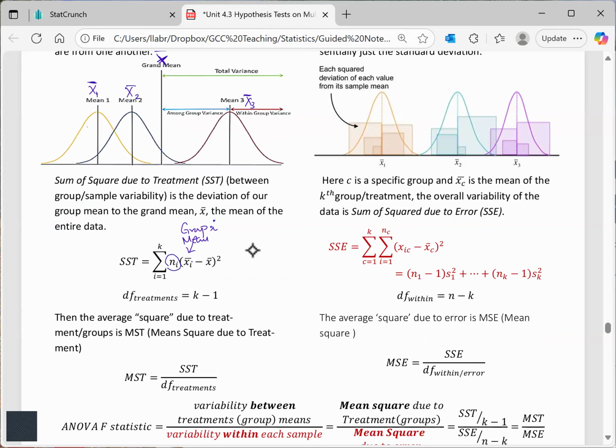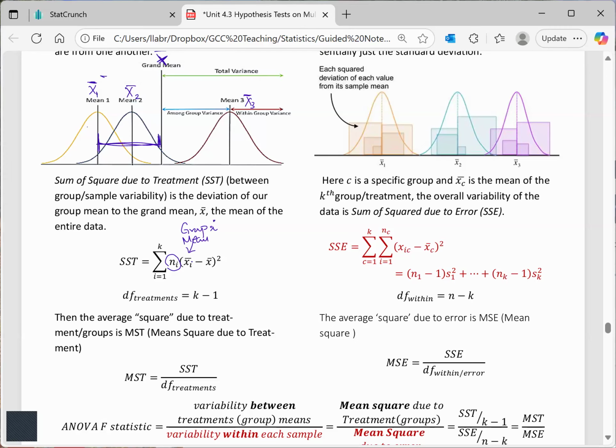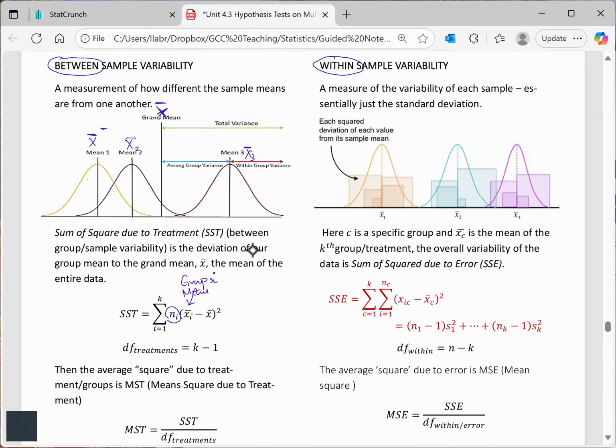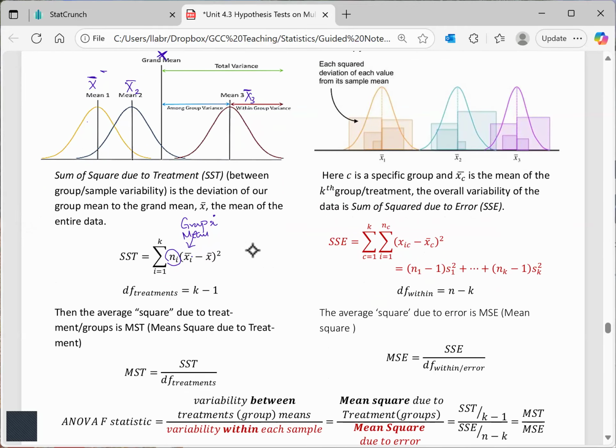So I would take group 1 minus the center. That would be this distance right here. I square it to make it positive, and then I multiply by the number of observations in group 1. Then do the same thing for group 2. So you basically just continue adding this deviation from the group to the overall center. And then you create what's called the sum of squares due to treatment. So that's the SST.